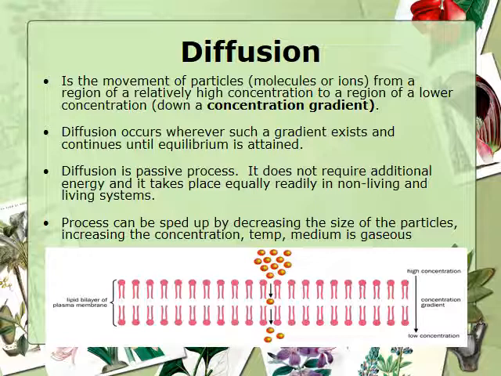We can increase the concentration of the particles. We can increase the temperature, or we can use a gaseous medium to disperse the particles, like in air. It is important you understand this, as this is a key process in terms of altering experiments or altering this process.